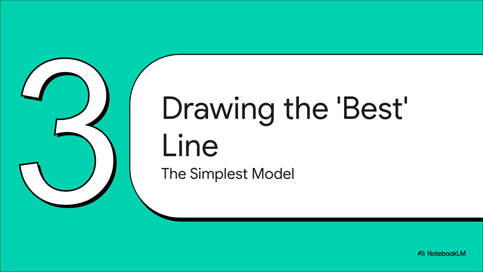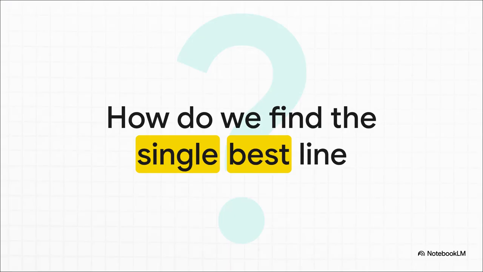Okay, section 3 is all about drawing the best line. So, once we think there's a relationship, we need a way to describe it. And the simplest way to do that? Just draw a straight line that seems to capture the general trend of the data. Yeah, but hold on. With all these scattered data points, you could draw a million different lines through them, right? So how in the world do we find the one single best line? The one that's mathematically, provably better than all the others?